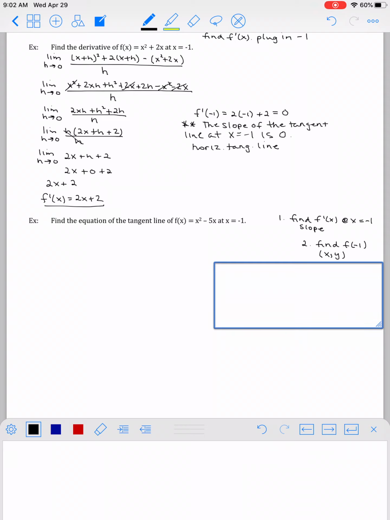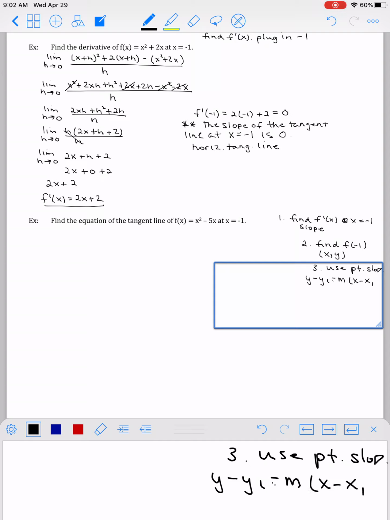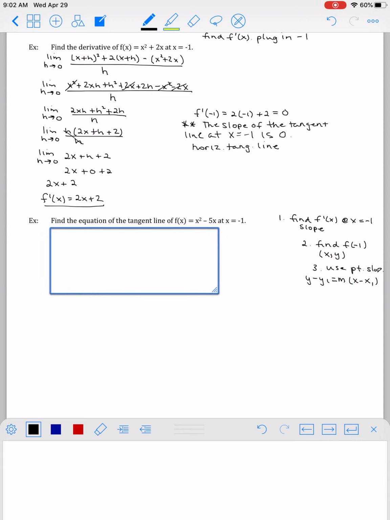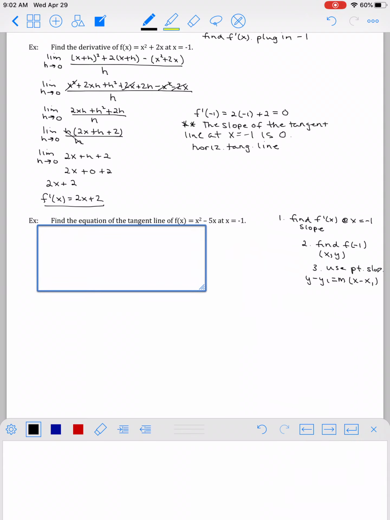And 3, you're going to use point slope, which is y minus y1 equals m times x minus x1, to find the equation of your line. Okay, so here we go. So first we'll find the derivative.